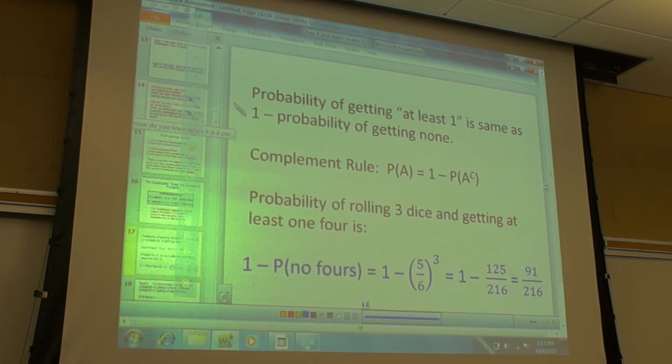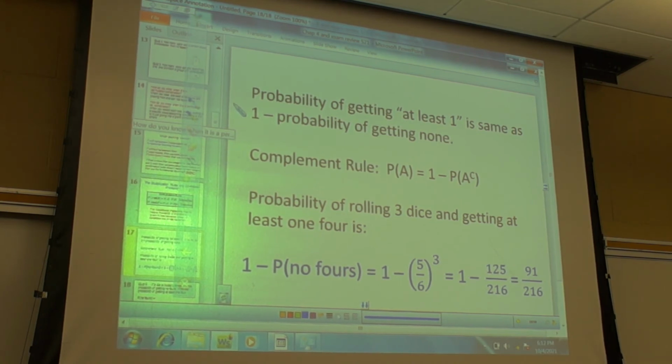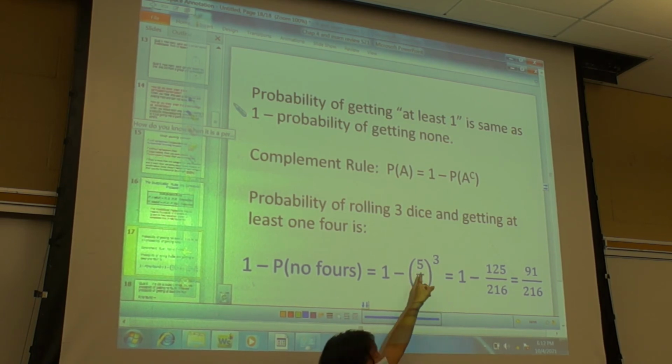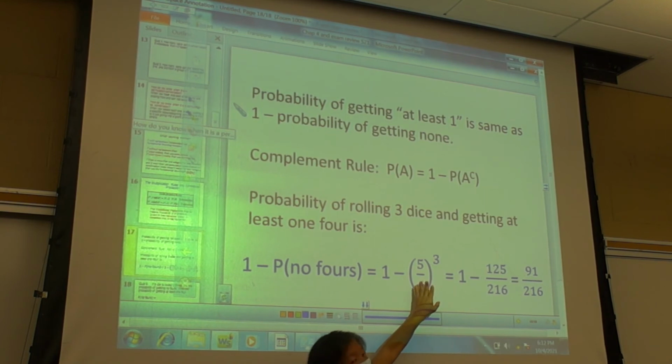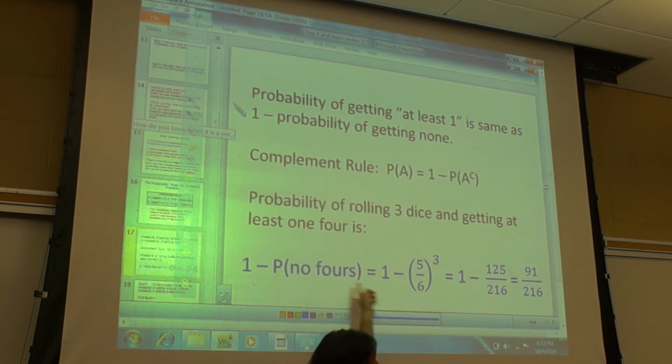because there's only one way of getting all. I mean, yes, yes, yes. There's only one way of getting none. No, no, and no. So no fours means not a four, and not a four, and not a four. The probability I roll a four is 1/6, so the probability I don't roll a four is 5/6. I need to do that 3 times, so 5/6 to the third power. That's the probability of no fours. 1 minus that would be the probability of at least one 4.